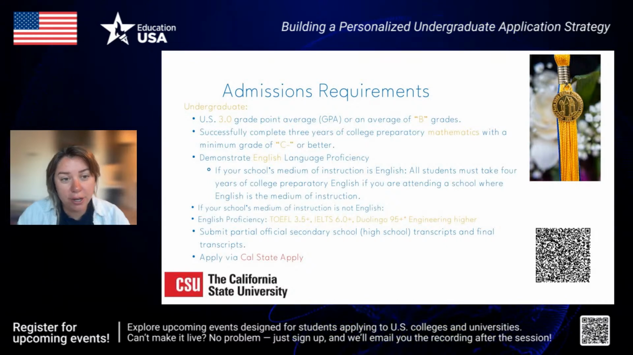They just changed their scoring. It used to be out of 120. Now they changed it to look more like IELTS. 6.0 on IELTS, 95 on Duolingo. Engineering majors are higher. And yeah, submit the partial official secondary high school transcripts.